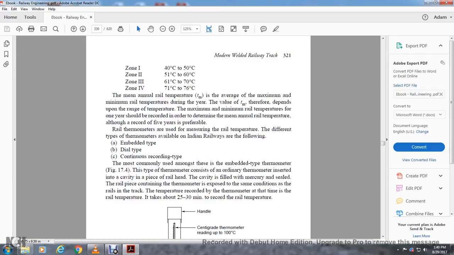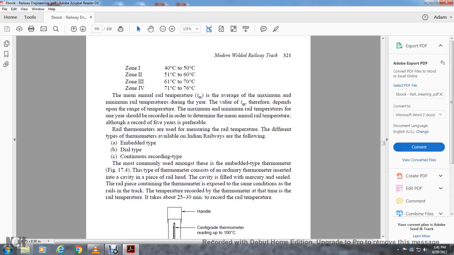The mean annual temperature is the average of the maximum and minimum rail temperature during the year. The value of the annual rail temperature depends upon the range of the temperature. The maximum and minimum rail temperature for 1 year should be recorded in order to determine the annual rail temperature, although a record of 5 years is preferable. Rail thermometers are used to measure the rail temperature. The different types of thermometers available in Indian Railways are the following: embedded type, dial type, continuous recording type. Most commonly used among these is the embedded type thermometer.